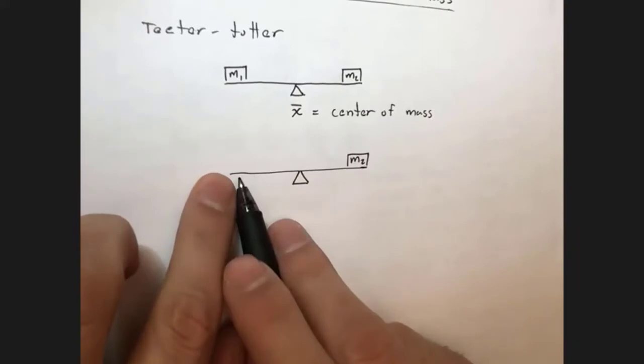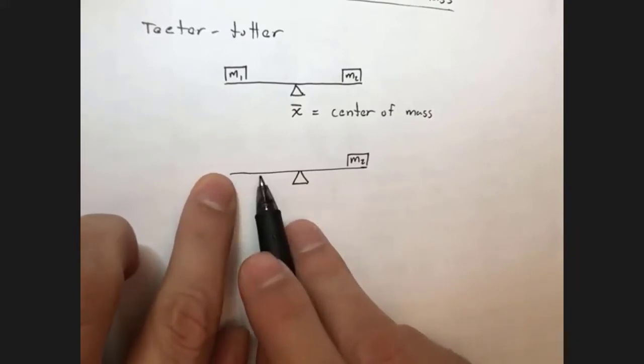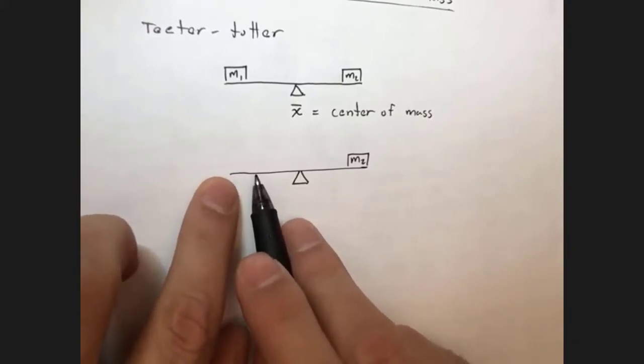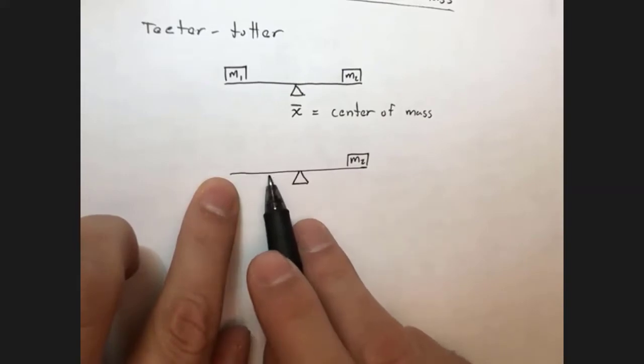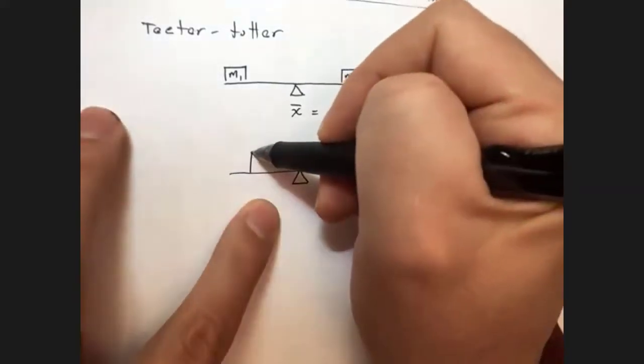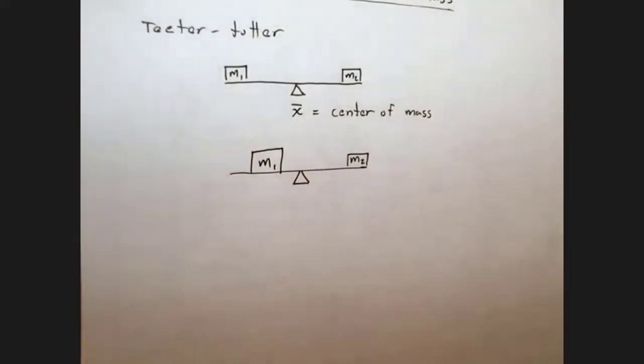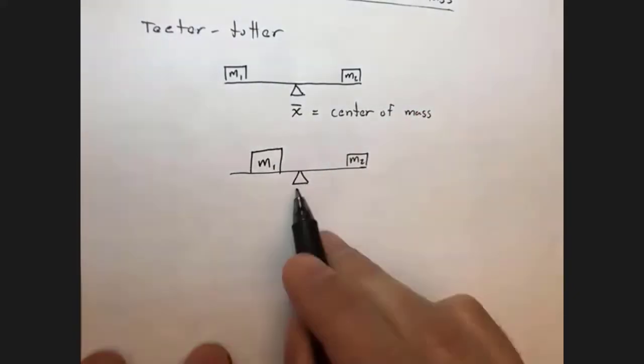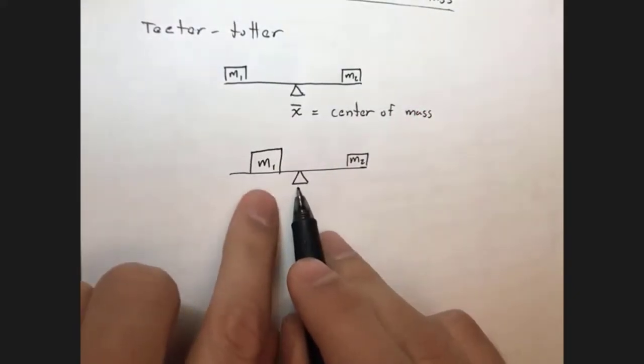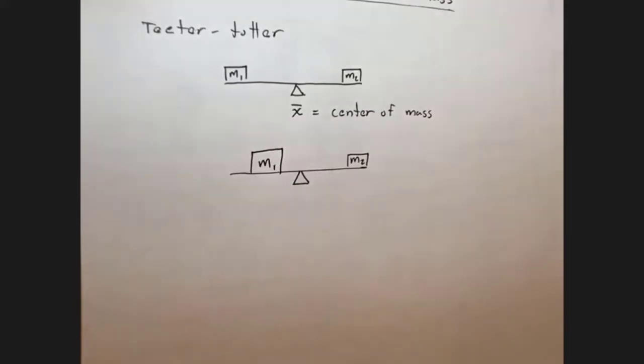But he can move on the teeter-totter to correct this, right? If he weighs more, what do you do? You move towards the fulcrum. So the larger child here, M1, will sit closer to the fulcrum to balance this. So again, the center of mass, it's the balancing point, but notice it's not equidistant to these 2 masses.